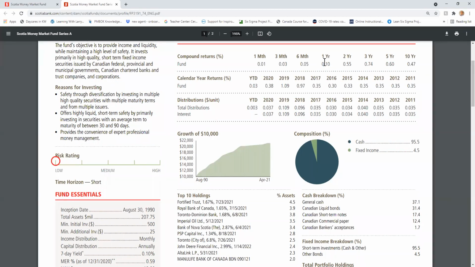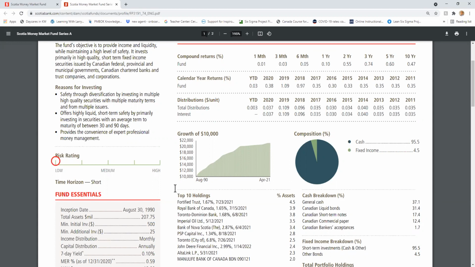So the MER gets distributed between the holdings in that money market. What do you mean, holdings? I don't understand. Like the MER gets divided among everything that's in that money market fund. What do you mean, divided? I don't understand what you mean by divided.